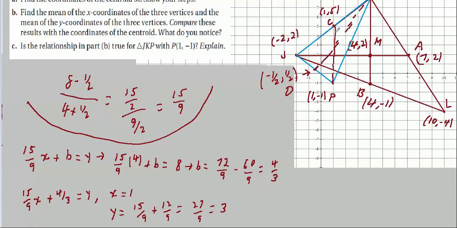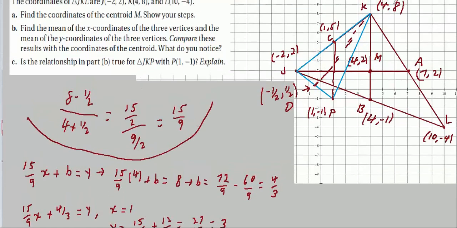Now, the equation for this line, this point up here is the 0.48. So, we took 8 minus 1/2 for the change in the rise, and 4 plus 1/2, that's 4 minus 1/2. Get 15 over 2 over 9 over 2, that's 15 over 9. So, rise over run, 15 over 9. We put that in our slope intercept formula and get 15 over 9x plus b equals y.